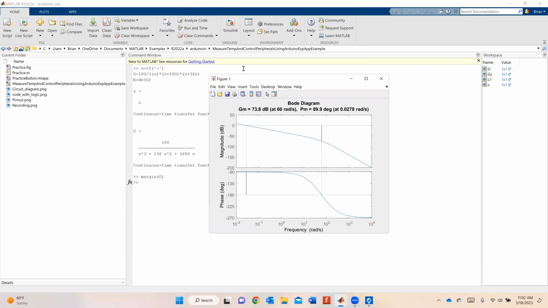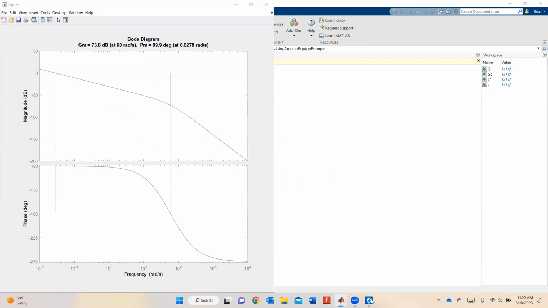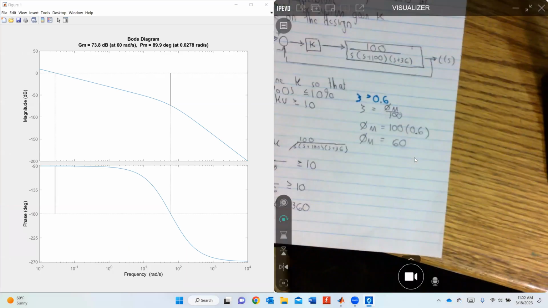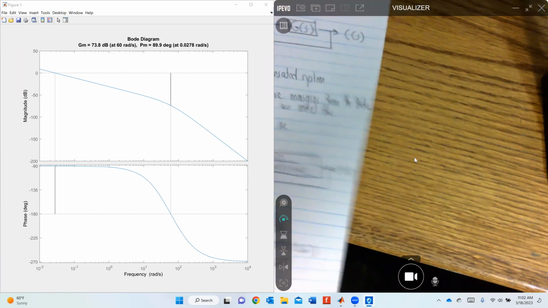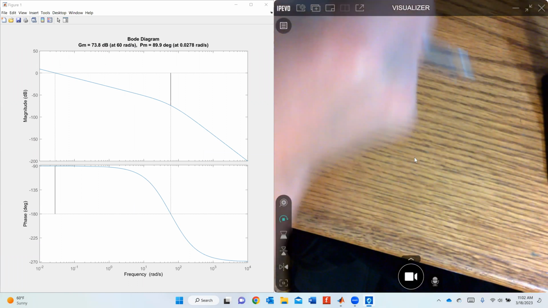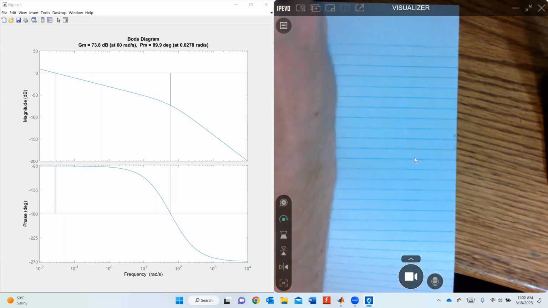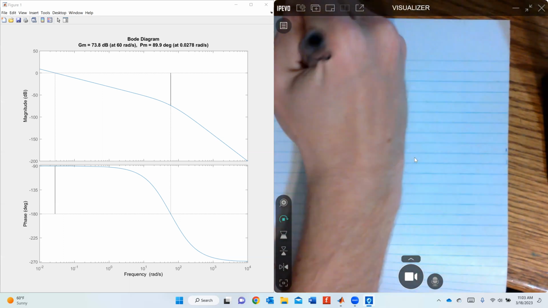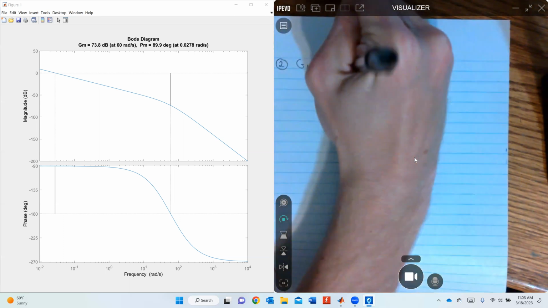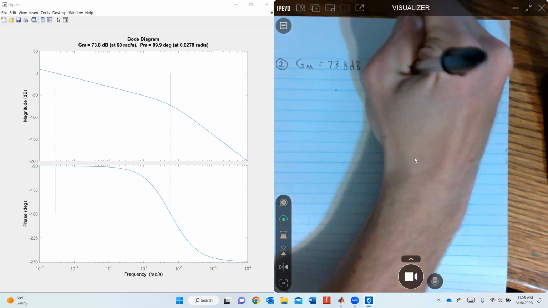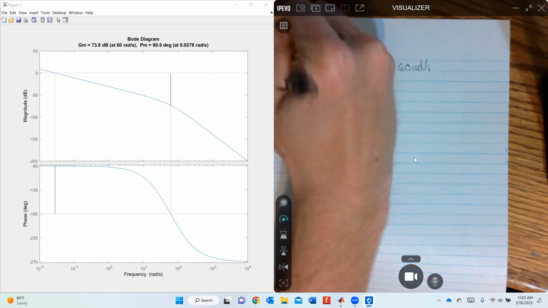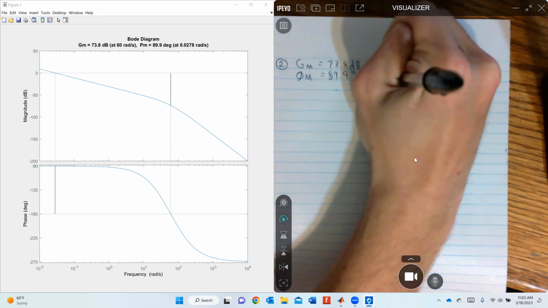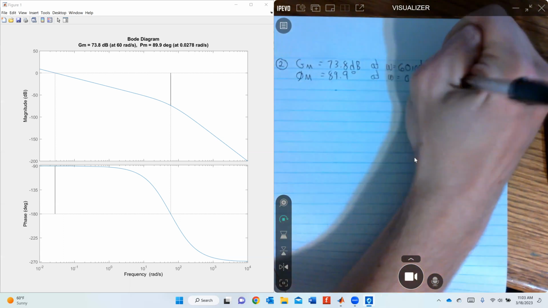So going back to what we basically have here, let me put that on the left-hand side, then let me put the work on the right-hand side. Okay, so remember our step 1 was plot the Bode of the uncompensated system. So for our step 2, we determined that here, our gain margin is equal to 73.8 dB at omega equal to 60 radians per second, and the phase margin is equal to 89.9 degrees at omega equal to 0.0278 radians per second. Okay.